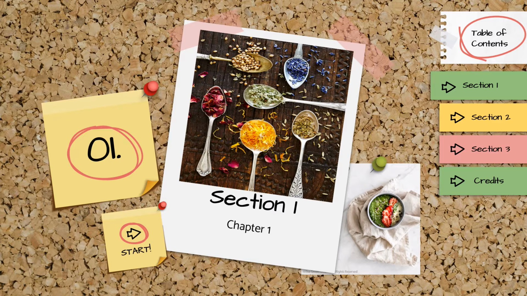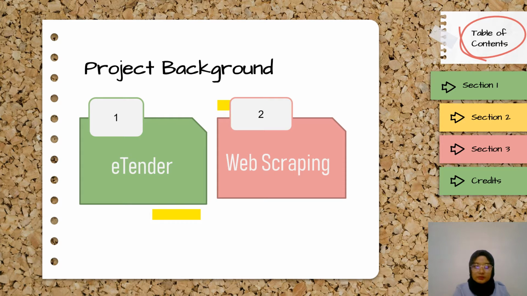Here is section 1 for chapter 1. Here is the project background. We have 2 points here. First one is the e-tender and the second one is web scraping. The first one, in a general context, the addition of electronic tenders, known as the e-tender, is now present in the tender and quote notice. It is an automatic method of sending and receiving tenders, instead of using the old school method, which is all paper-based, where you insert and post the document into an envelope.